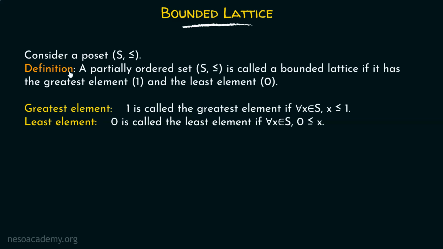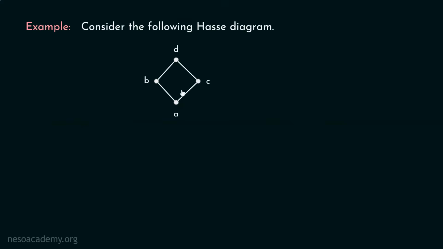I hope the definition is clear to you. What is a bounded lattice? A lattice is called a bounded lattice if it has the greatest element and the least element. Simple definition. Okay. Now let's see one example.